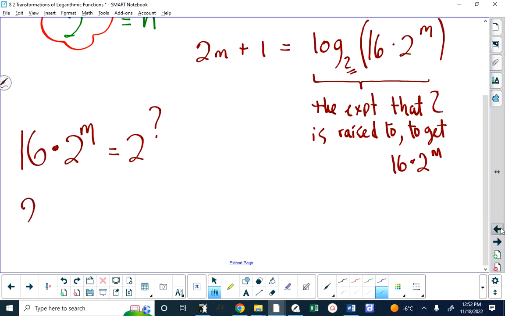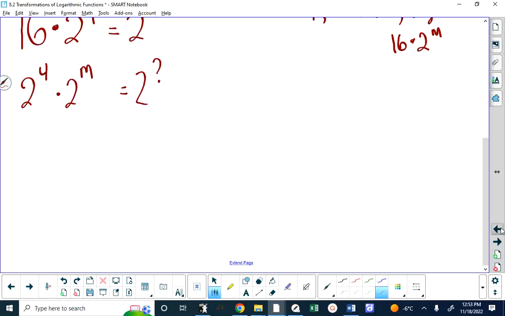I can write this as 2 to the 4, this is 2 to the m, and this is 2 to whatever this whole thing is equal to. Right? That question mark is this whole thing. And now I can say that I add the exponents when I multiply a common base, so this is the following. Which means that it must be 4 plus m.